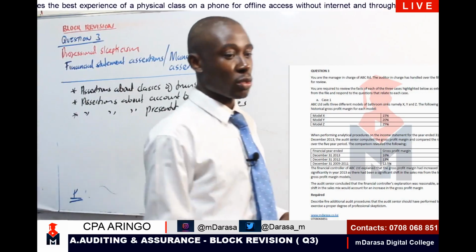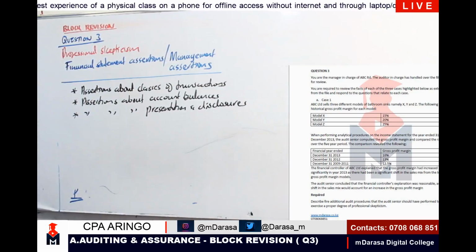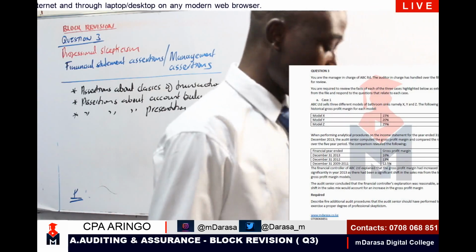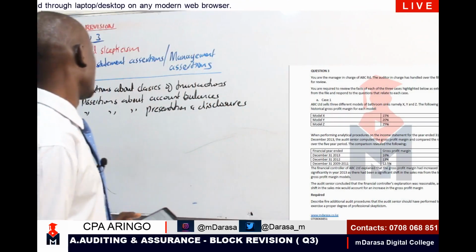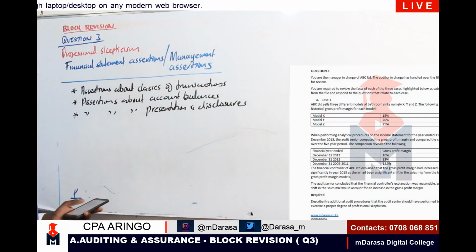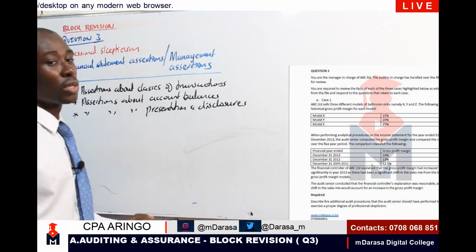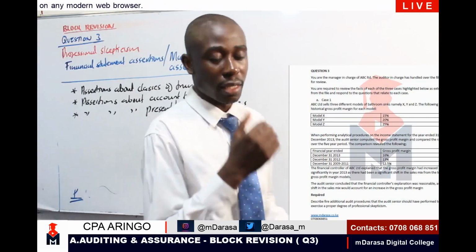Basically, these are the assertions that we normally consider anytime, my good students, you're handling auditing. These are the main assertions that we look at. Having that in mind, we start with the first one and see what it entails: understanding assertions about classes of transactions. Remember, we are just doing a review because all these items you did, right?